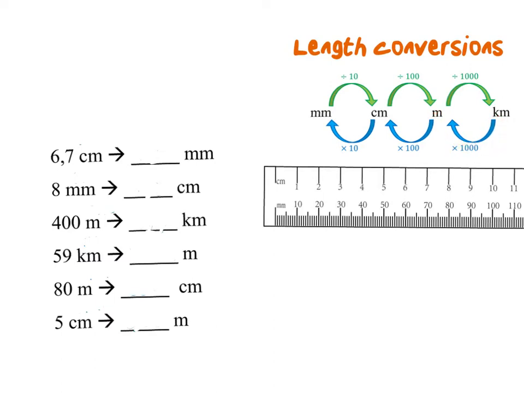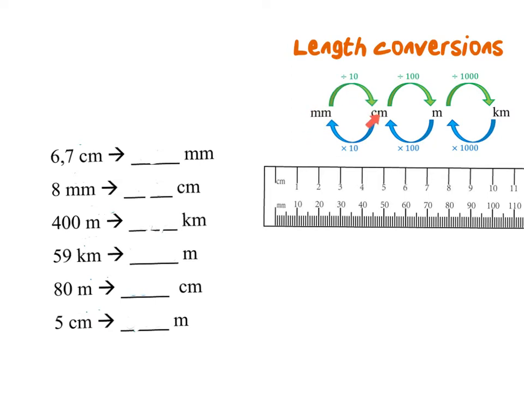But now, knowing when to divide and when to multiply can be quite confusing. So think of it this way. There are 10 millimeters in 1 centimeter. Therefore, 10 is a lot and 1 is little. So going from millimeters to centimeters, I need to divide by 10.